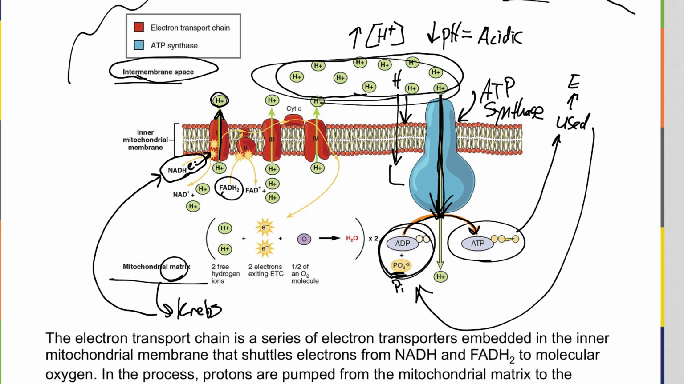And so it seems like these protons are kind of just chasing their tail. And to some degree they are, but we're using them as an energy currency, right? That proton gradient is how you transfer the energy from NADH to eventually make ATP.